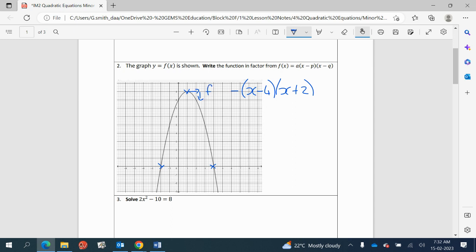So that gives me f of x is equal to minus x. So make sure you write your answer here as a function. If you don't include the f of x, which is clearly asked for in the question, you're going to lose a point.